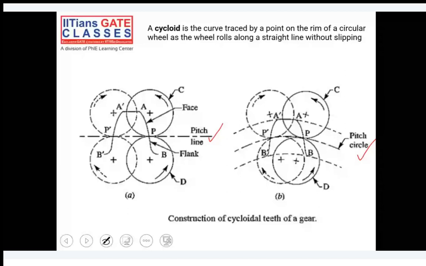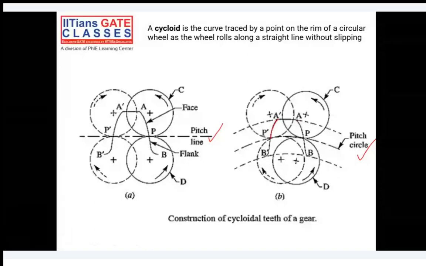Okay, so this is how we can construct gear teeth from the cycloidal curve. I'll just show you here, the curve from P to A dash is an epicycloid. Again here A to P is also an epicycloid. Then B dash to P dash is a hypocycloid, and B to P is again a hypocycloid. So two hypocycloids and two epicycloids give us the cycloidal profile for the gear tooth. So what we can understand from it is that four different curves are required in order to generate a single gear tooth.